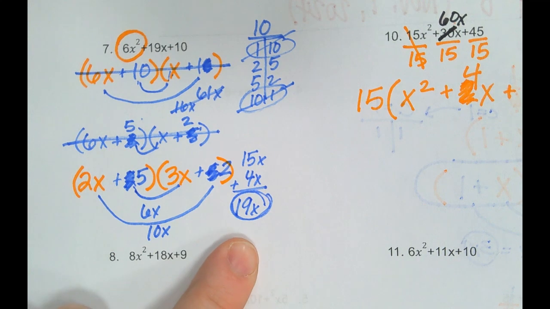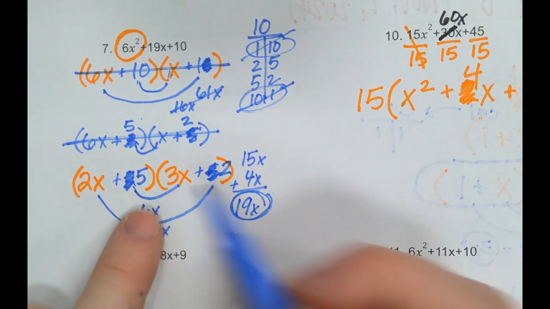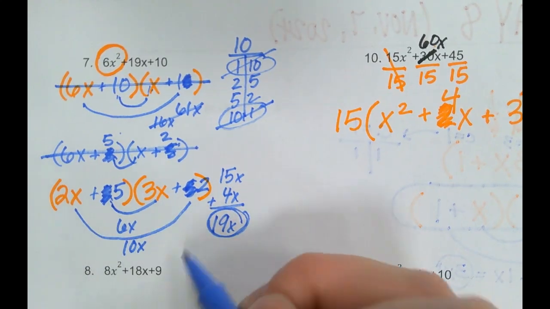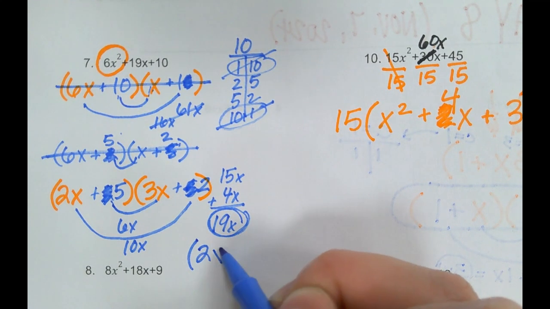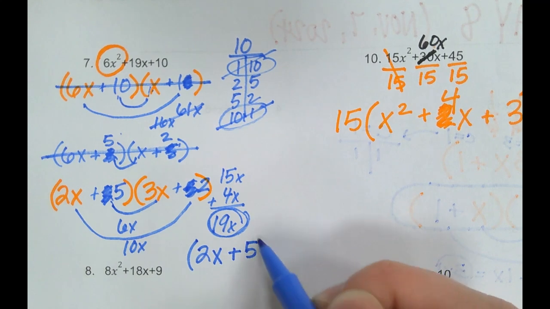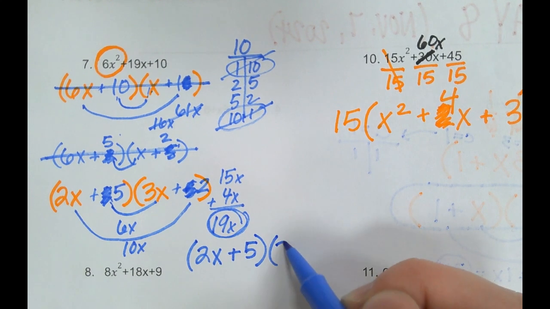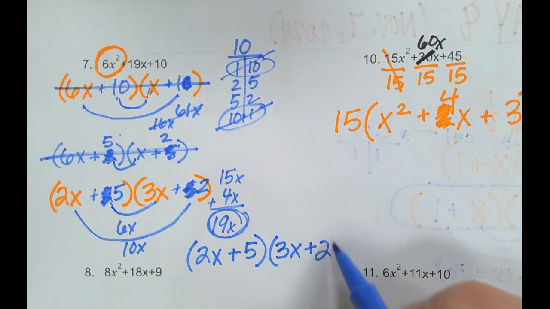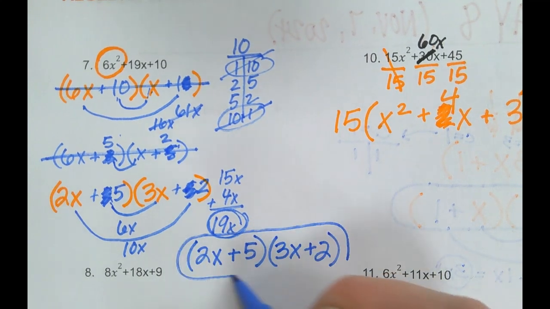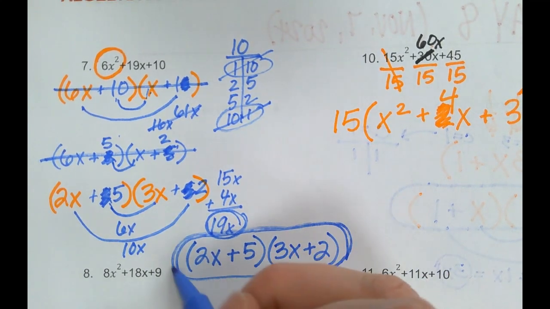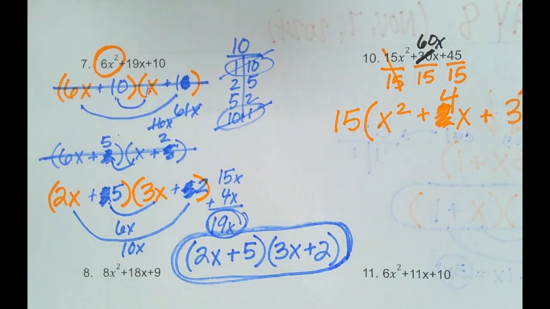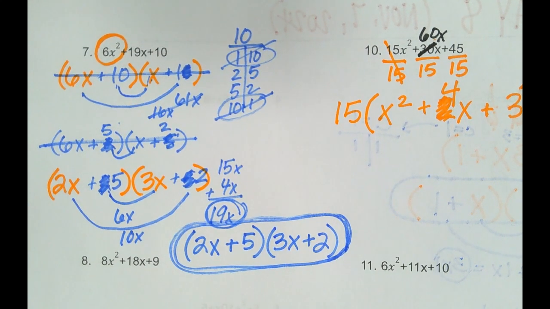So it's a long process sometimes, but you will get there. Our answer in this case would be 2x plus 5 times 3x plus 2. Lot of work. If you need to use a separate sheet of paper, go ahead. I try to give you a lot of space, but you know, some of these problems just take up a lot of space. And that's okay.